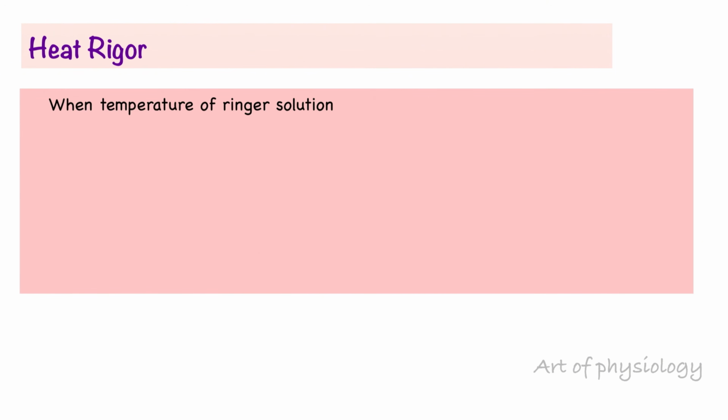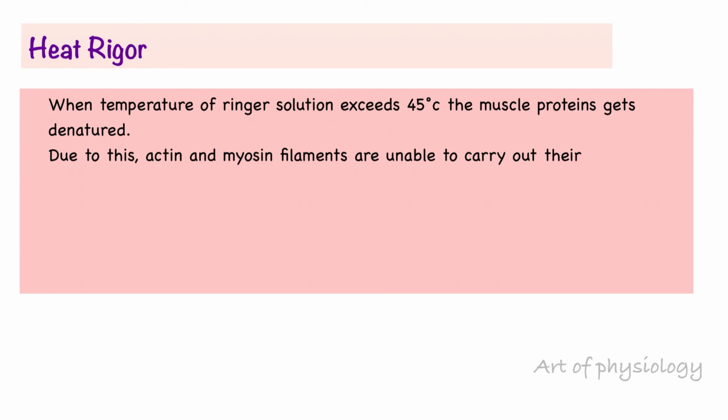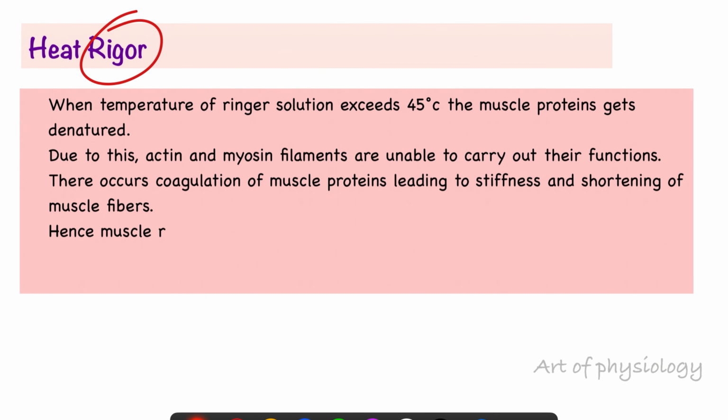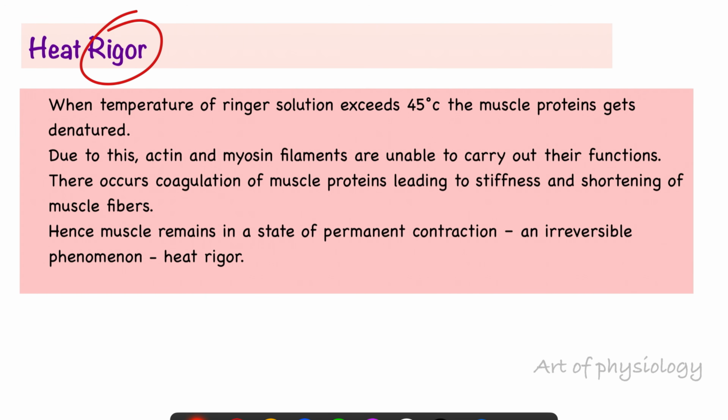Now, what is heat rigor? Rigor is a familiar term for us. Rigor means stiffness or the state of contraction of the muscle. So this rigor is happening because of the heat.